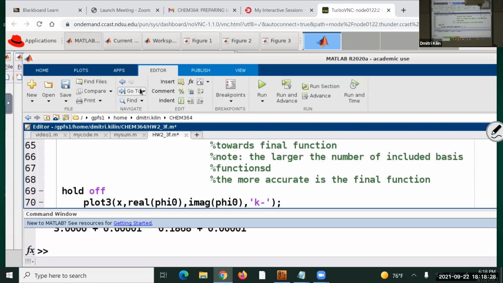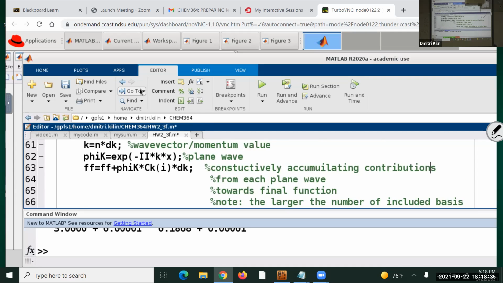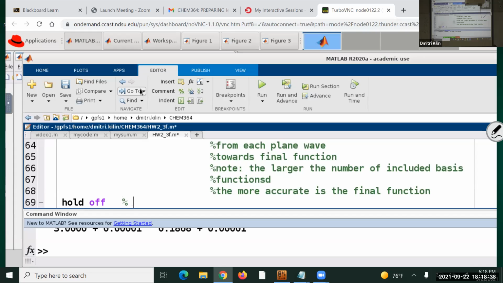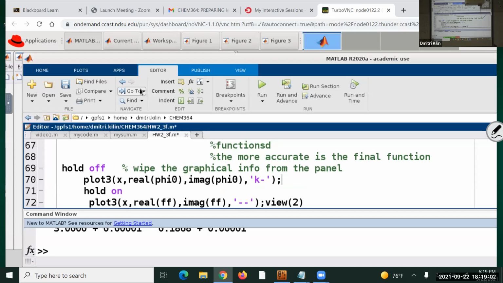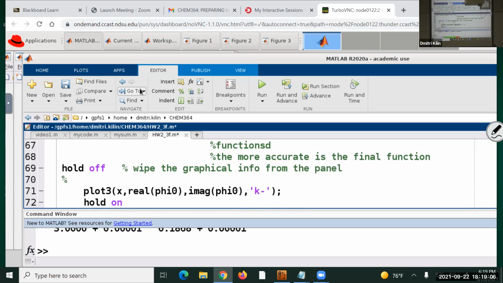Hold off. What is hold off? Hold off is wipe the graphical information. Okay, now prepare for several layers of graphical information.